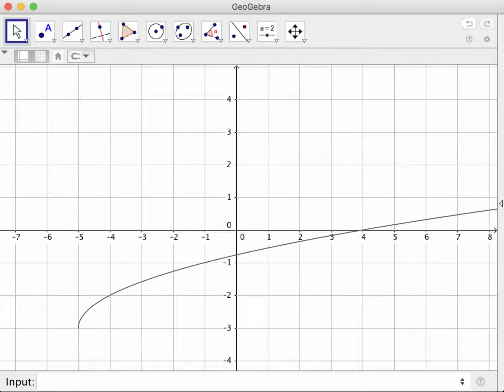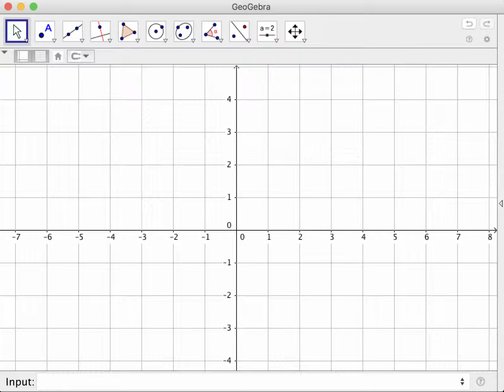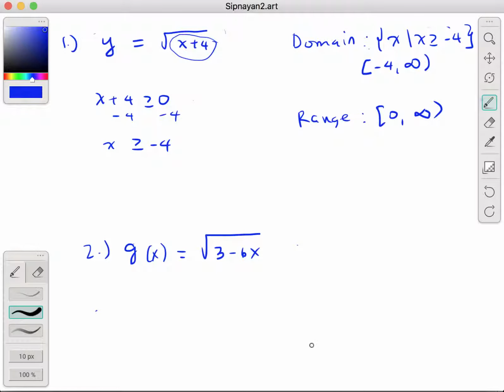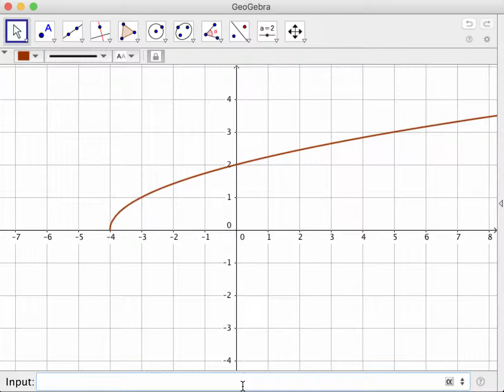Now, we can verify the domain and range of the function by graphing it. So, here we have the square root of x plus 4, yung ating function. Y is equal to square root of x plus 4. Yung domain, sabi natin, are the set of the x coordinates of the points on the graph, graphically speaking.